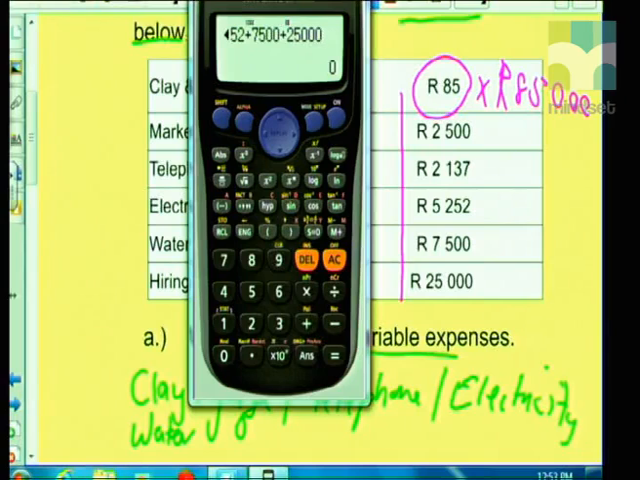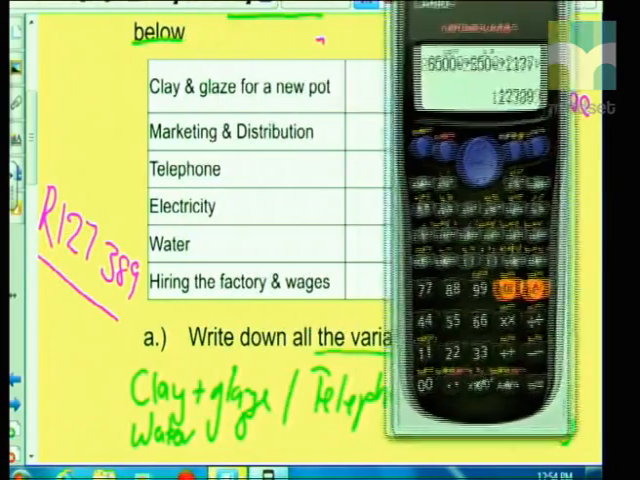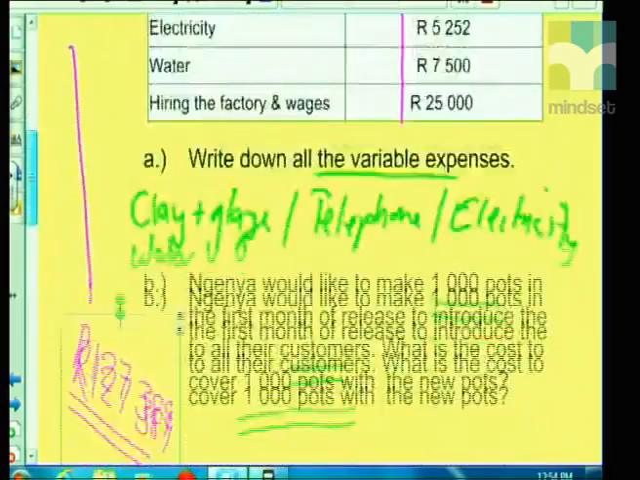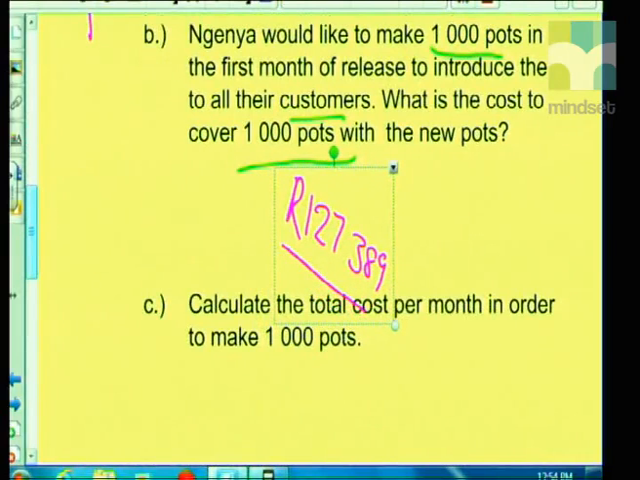And that's going to be my total cost for making 1,000 pots. What is it? It's 127,389 rand. That's for 1,000 pots. So we've got the answer to that. We're going to use that figure in a minute. Let's just make sure that we can take that, put it to where we want the answer. There it is. What is the cost for 1,000 pots?